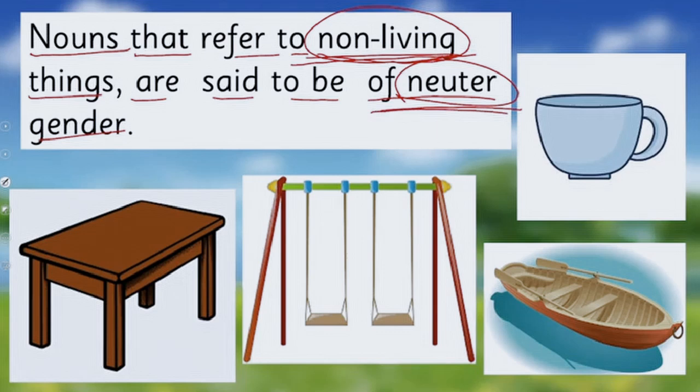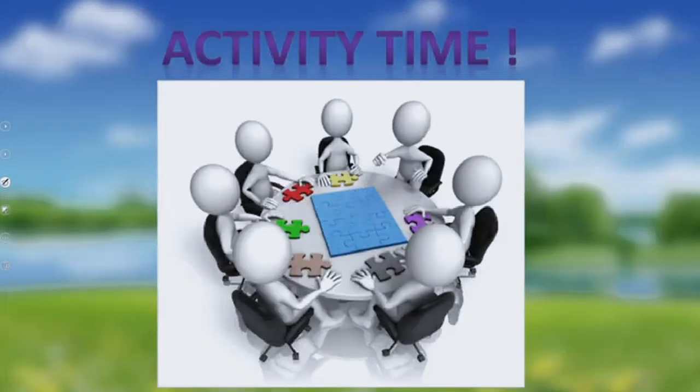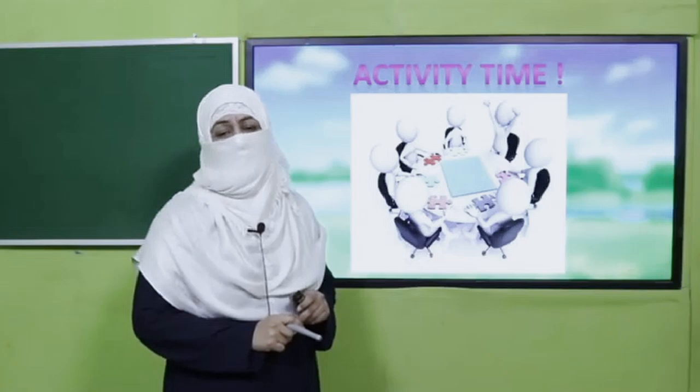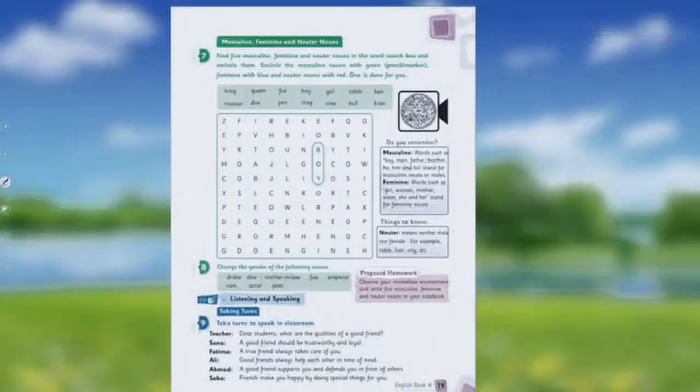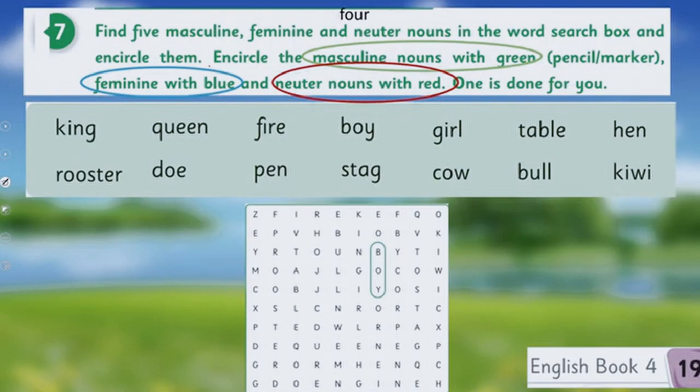Okay, so it's time to check it. And how do we check? We check it through an activity. There is a very interesting activity in your book. All of you open your book. Question number 7. What will we do? Here you are given a word puzzle and a word bank.